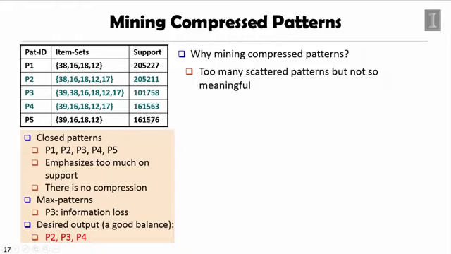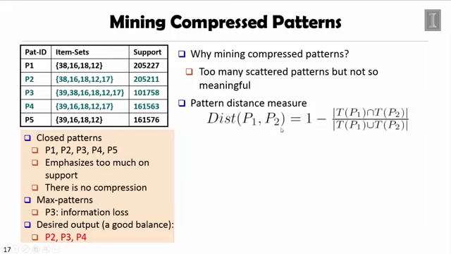So the desired output actually is P2, P3, and P4. The reason you can see is P1 and P2, they share similar item sets, and also they share very similar support counts. So we may need a good measure to see what things can be compressed. The good measure could be pattern distance measure. We use this definition to define the pattern distance.